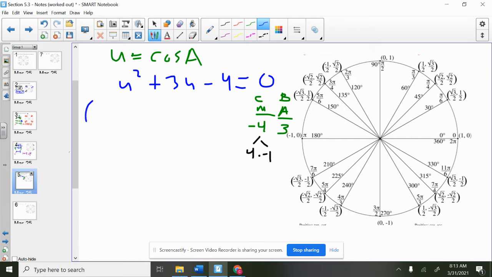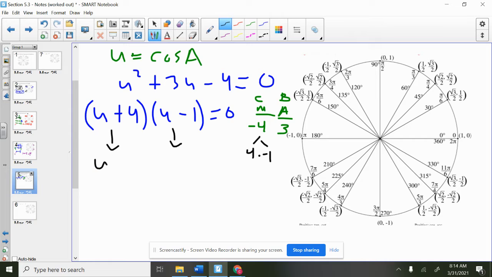When I go to factor this one, I would have u plus 4 times u minus 1 equals 0. When I go to solve this, remember, we set each of these equal to 0. Most people know by now that if it's just a u plus or minus a number, you just change the sign. So that gives me u equals negative 4, and u equals positive 1.